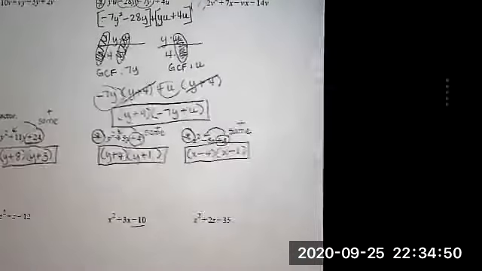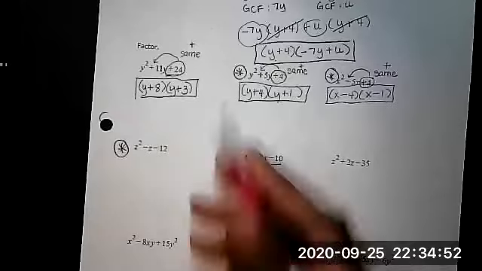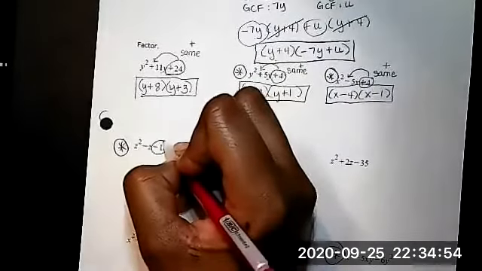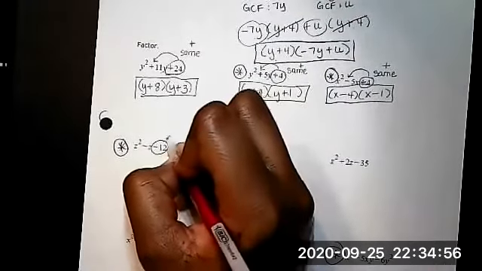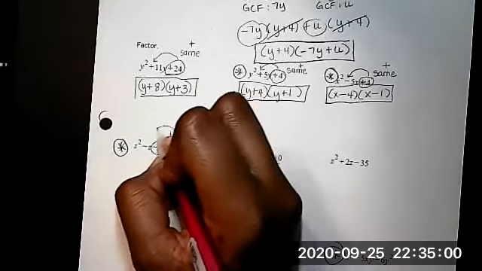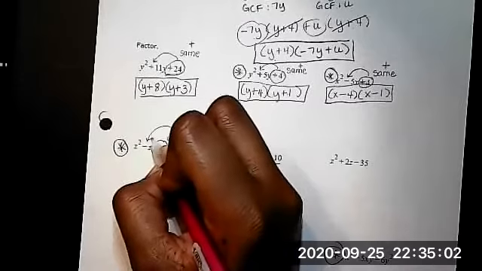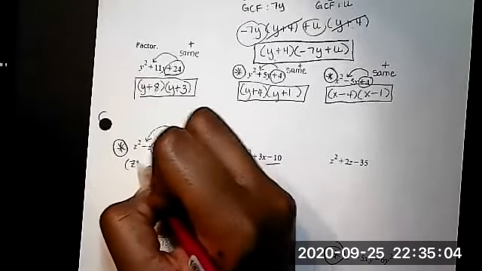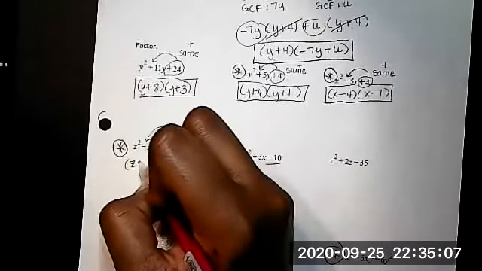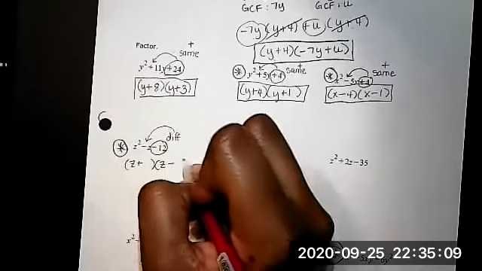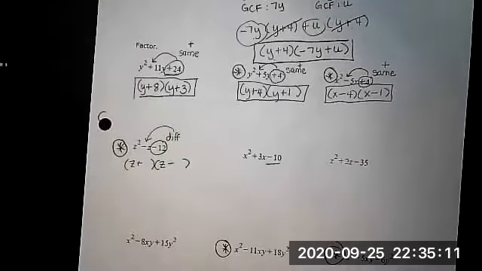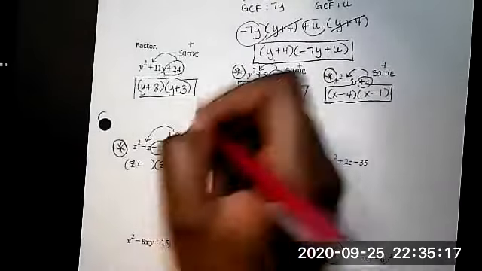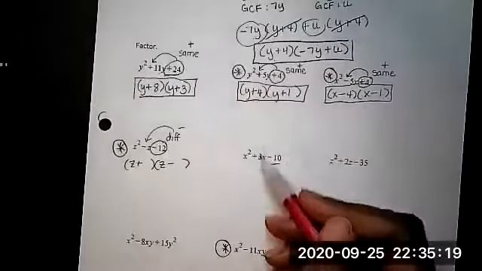All right. Let's try this one. Same or different? Last number is negative, so different. Okay. Different meaning 1 positive, 1 negative. That's what different means there. If the last number is negative, then you're going to have 1 positive, 1 negative, and you're going to subtract to get the middle number.